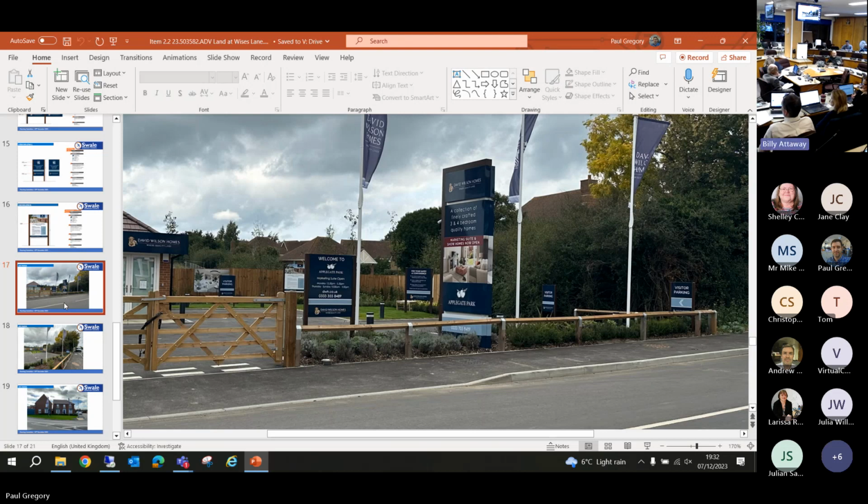I don't know. In terms of an application for advert consent, there's only two things we can consider, and that's amenity and public safety. So we couldn't take into account the sustainability of the adverts themselves. Although I agree if they came in with a product that was recyclable, that would be a good thing. But we couldn't deal with that under the terms of the application. Okay, then. Councillor Speed.